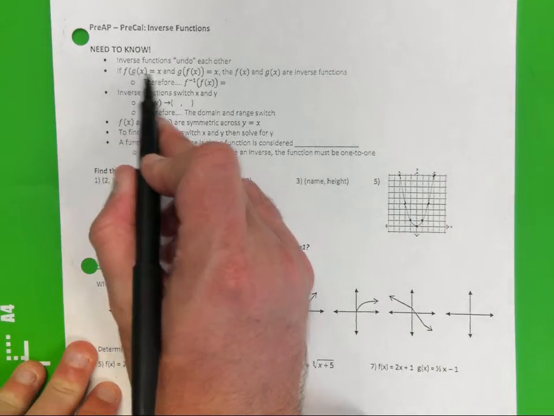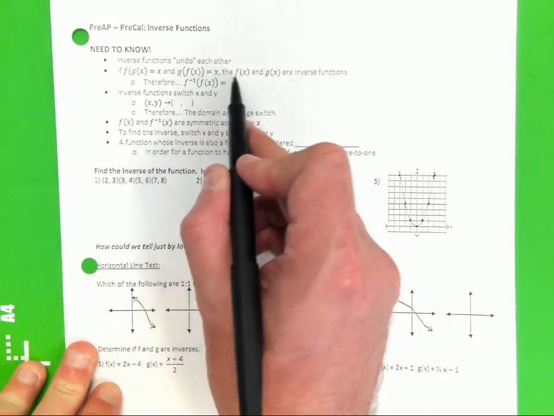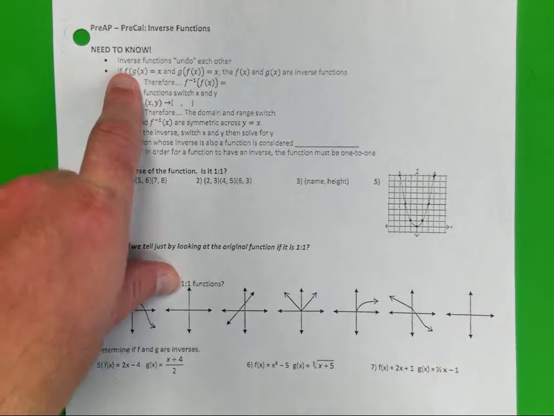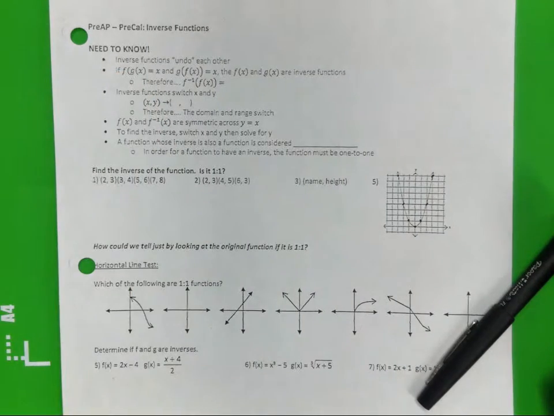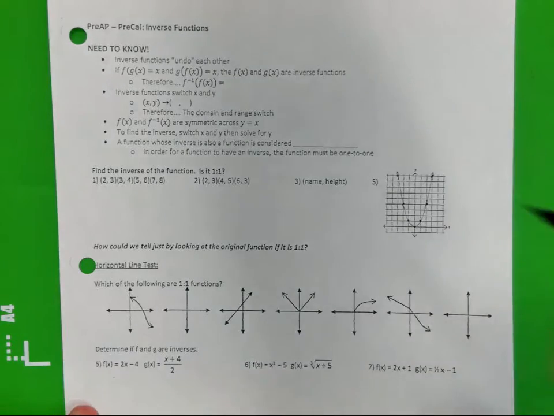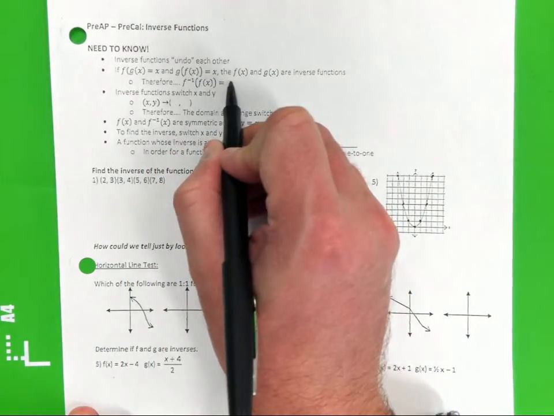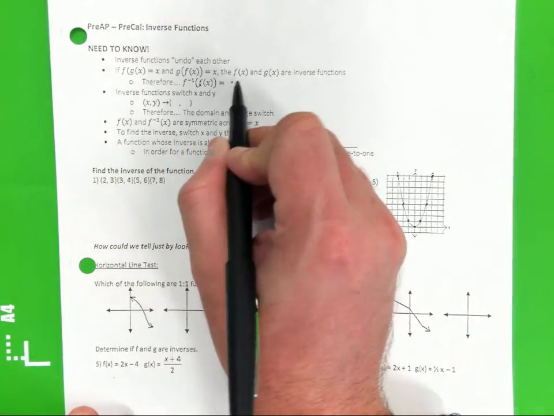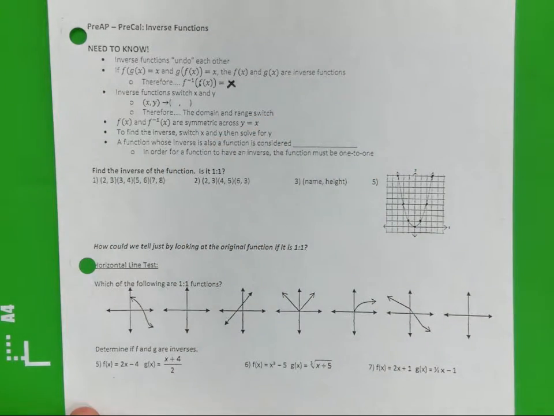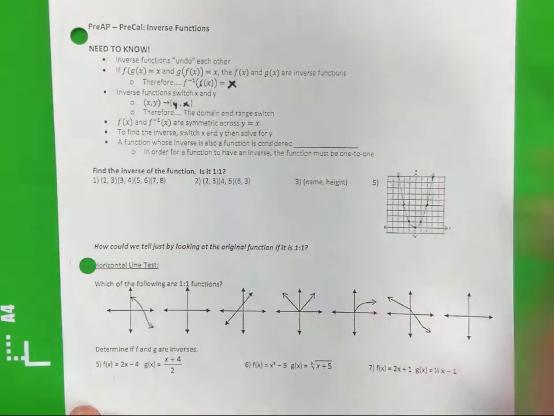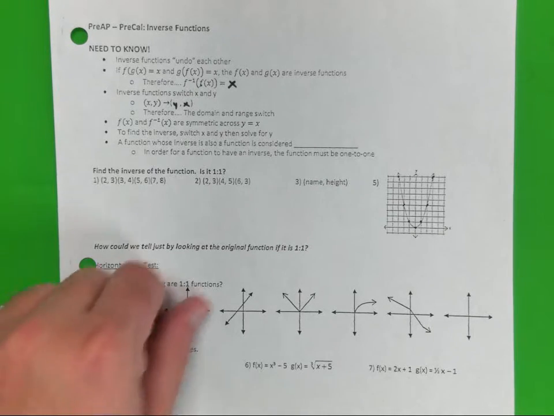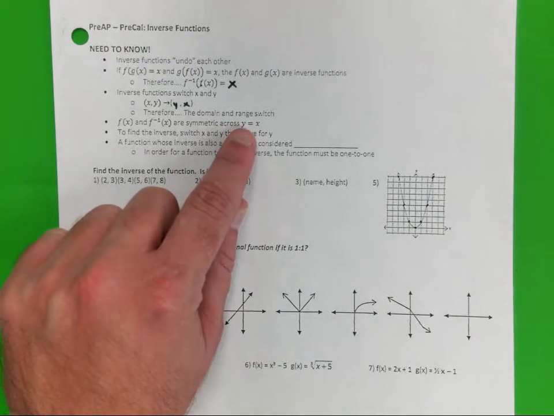So, inverse functions undo each other. It says if f of g of x equals x and g of f of x equals x, then f and g are inverse functions. That's how you prove if something's inverse. You find the f of g and then you find the g of f. And if both of them equal x, that proves they're inverse functions, okay? So that's something that you need to know. It says therefore f of the inverse of f function is equal to what? What do you think happens to this inverse and the regular function? Cancels and is equal to x. So inverse functions switch x and y. Therefore, the domain and range switch. Fun little fact, they're symmetric across y equals x, the identity.